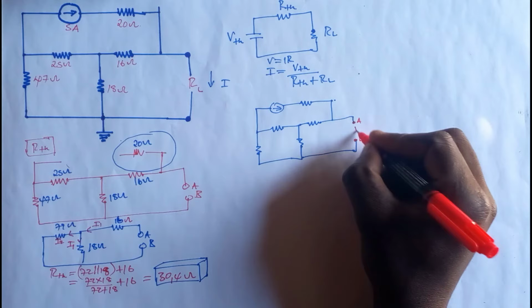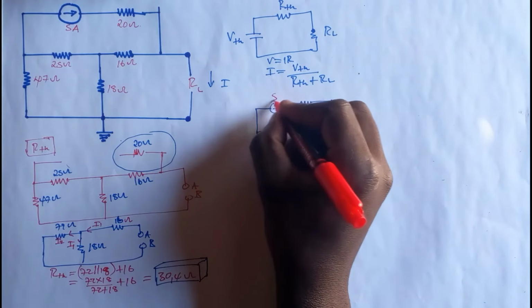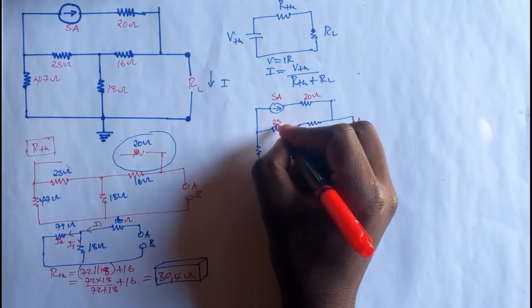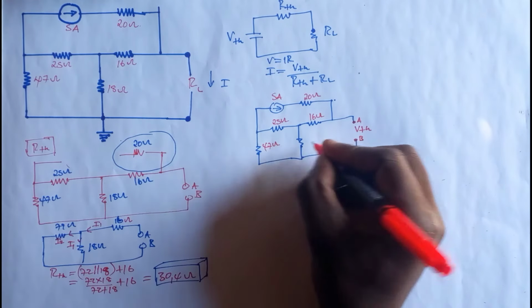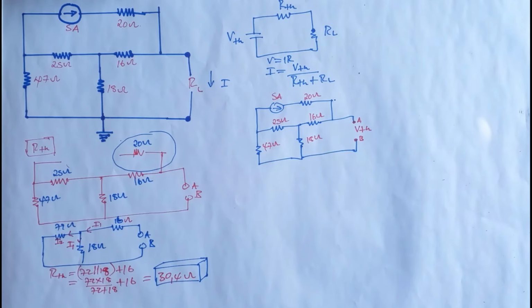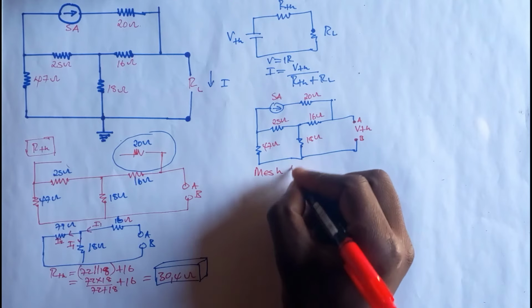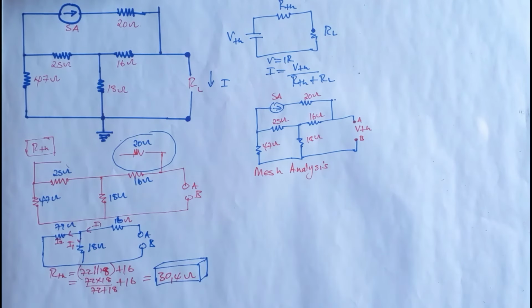So what you can simply do is say this is the VTH, the Thevenin voltage, with 5 amps, 20 ohms, 25 ohms, 16 ohms, 47 ohms, and 18 ohms. In order for us to find the voltage, we need to know the current. So I'm going to use mesh analysis. If you're not familiar with mesh analysis, you can check one of my videos, which explains how to use it.